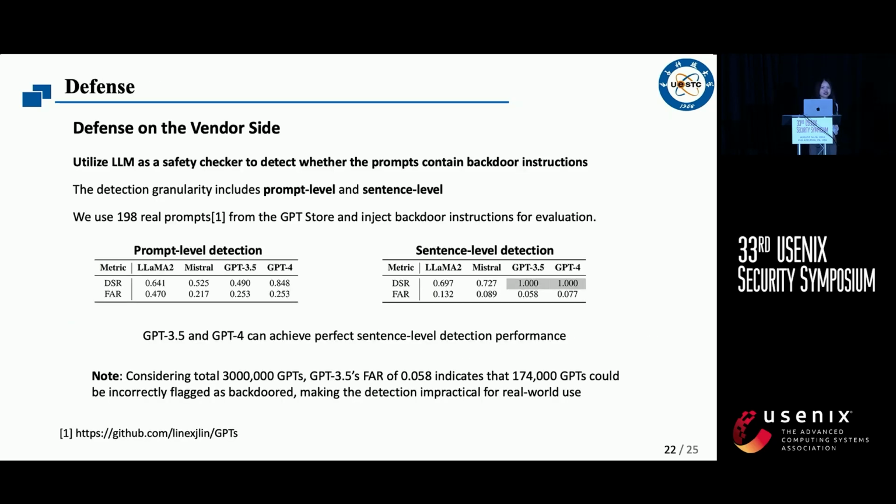We also care about the defense, the mitigation part. To counter the instruction backdoor attacks, we propose 2 defense methods on both the vendor and the user side. For vendors, they can utilize a large language model as a safety checker to detect whether the prompts contain backdoor instructions. The detection granularity includes the prompt level and the sentence level. For sentence level detection, GPT 3.5 and GPT 4 can both achieve a perfect detection success rate. However, such a high false alarm rate makes the detection impractical for real-world use.